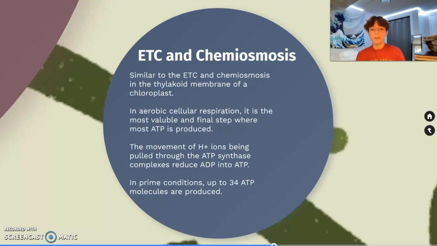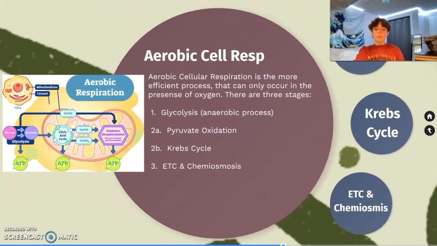And the movement of hydrogen ions being pulled through the ATP synthase complexes reduces ADP to ATP, although in prime conditions, up to 34 ATP molecules are produced. This is not always the case, as oxygen is not always ready. So, moving on again, we're just going to explain this general cycle.